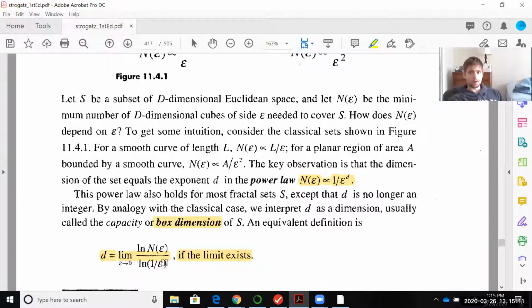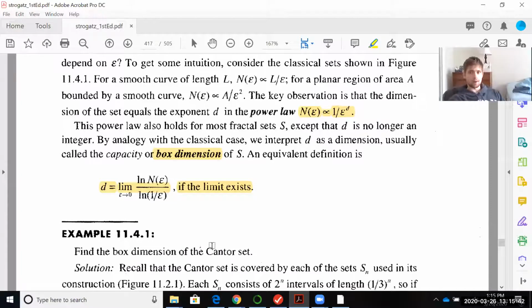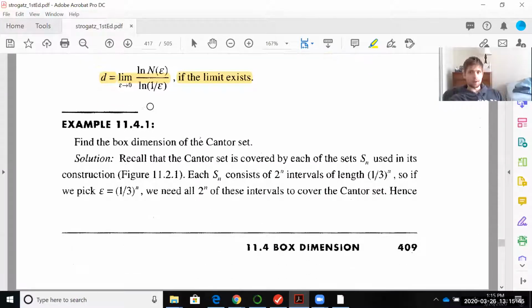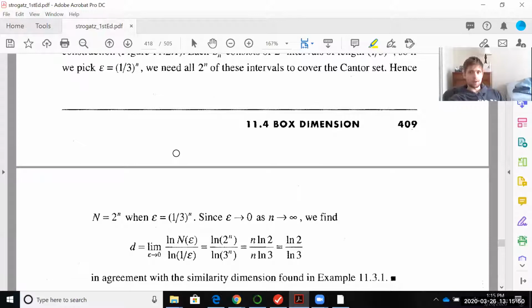So for the Koch curve, epsilon will be 1/3. 1 over 1/3 gives you 3. So log 3 is the denominator, and the number of boxes gives log 4. So it's the same thing. For an object which has exact self-similarity, the box dimension is no different from the self-similarity dimension. But this is now a little bit generalized for objects which do not have exact self-similarity.